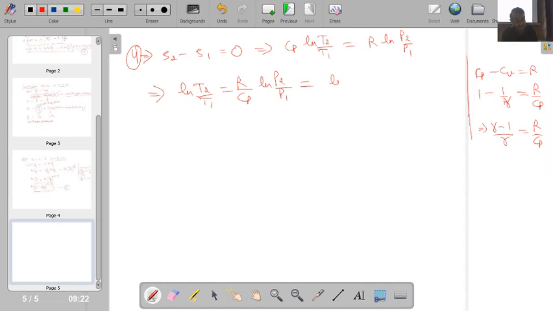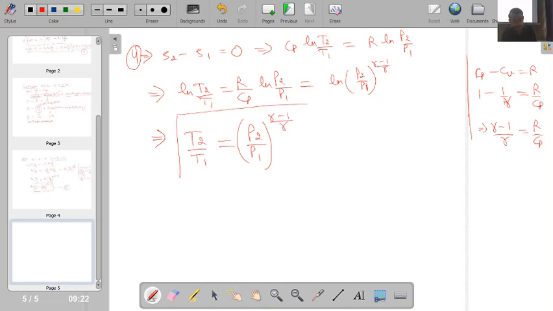So let me write it as ln of P2 by P1 taken to the power, and in the power I will write in place of R by Cp as gamma minus 1 by gamma. So from here I will get T2 by T1 equal to P2 by P1 power gamma minus 1 by gamma. So this is another important relation which I have got over here. Let me number this as equation number 6.